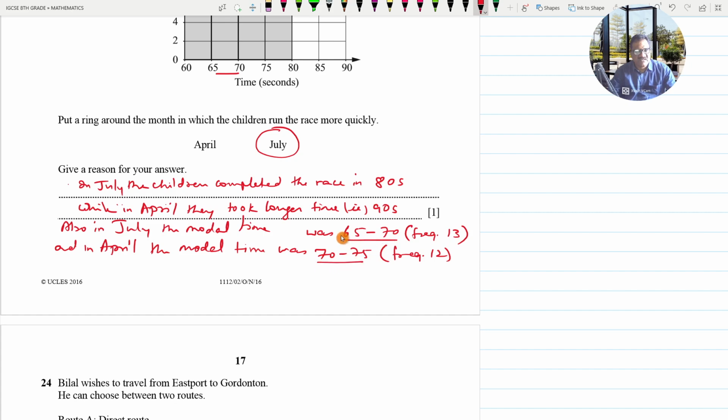So can you see here 65 to 70? This is a lesser time compared to 70 to 75. So in April, in July, they were quicker. So this also is one of the reasons. Okay. So the modal time will tell you if the modal time is less, that indicates that they were running faster. If modal time is more, it means that they were not running that quick, okay, that fast. So these two reasons are enough, right?